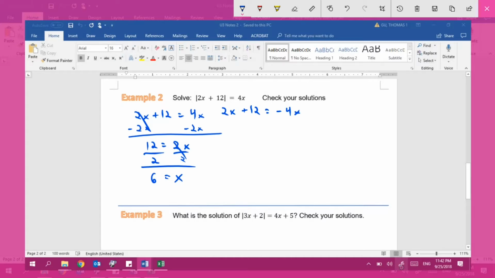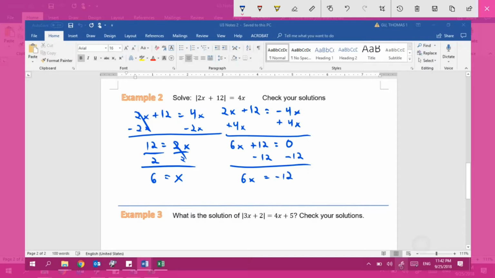Now let's find our other solution. Over here, we're going to add 4x to both sides. 4x, 4x. 2x plus 4x is 6x plus 12 equals 0. Now I want to get x all on one side, so let's subtract the 12 from both sides. And that leaves me with 6x equals negative 12.